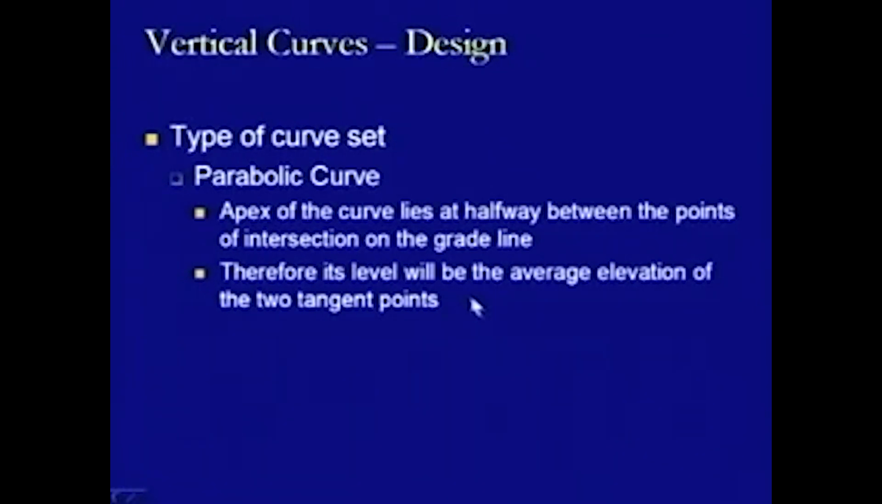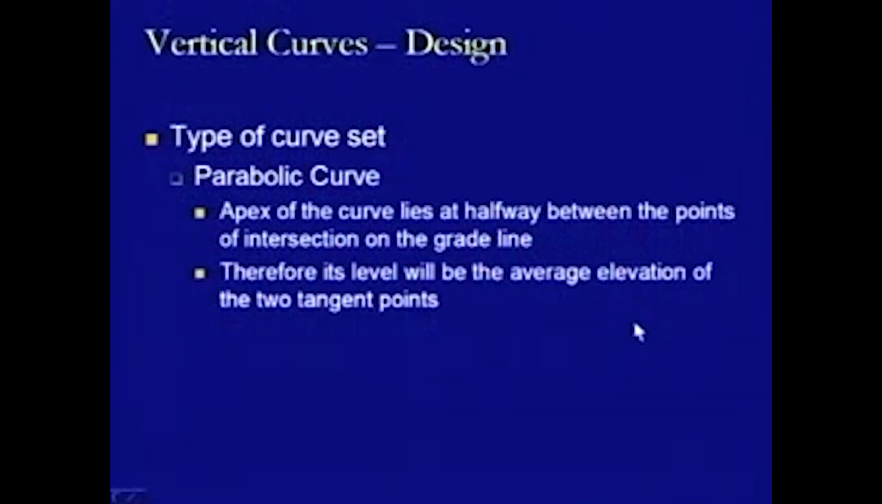Therefore, its level will be the average level of the 2 tangent points. This is an obvious condition, because if we have this grade like this and this is another grade and the curve is being provided in this form, this is the apex, and if we join them like this, then this is the central point. If we join this apex and the central point, then the value of this one will be the average of the RL of this one, as well as our elevation of the first point and the elevation of the second tangent point.